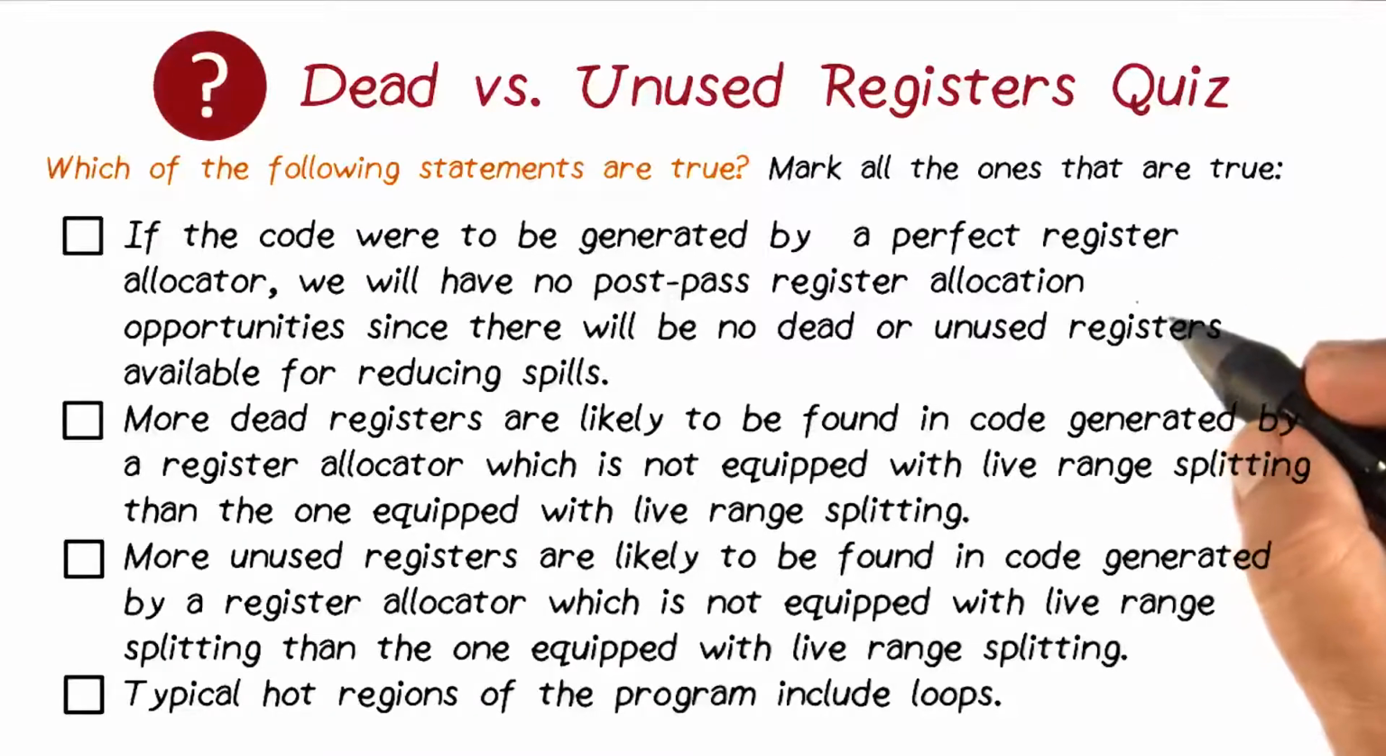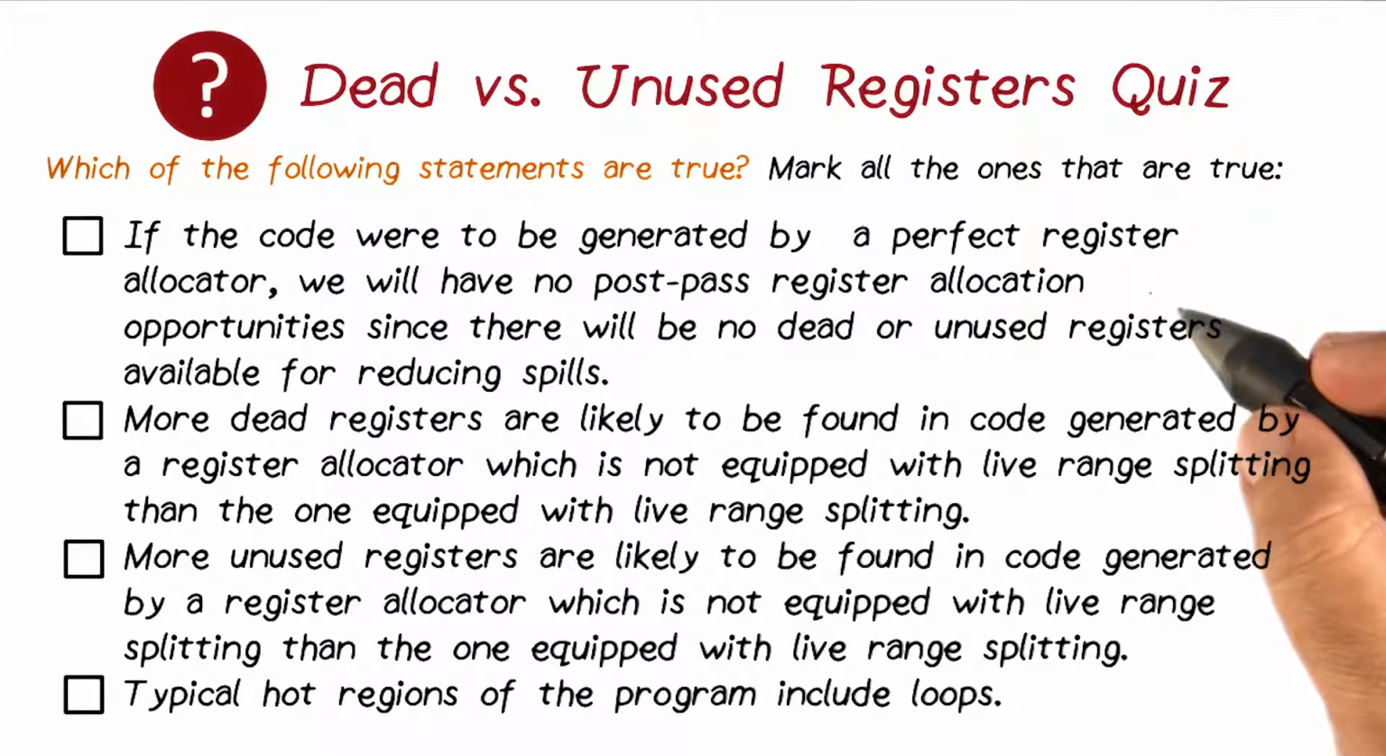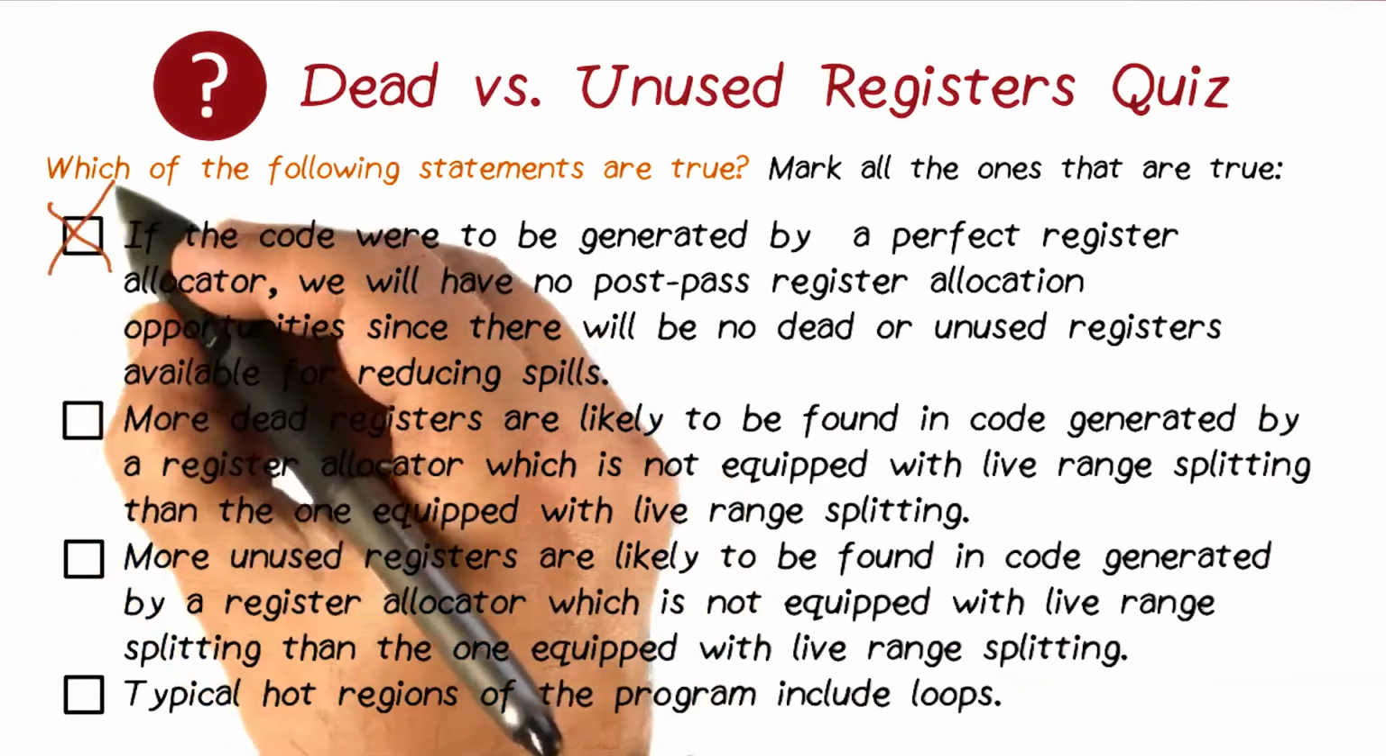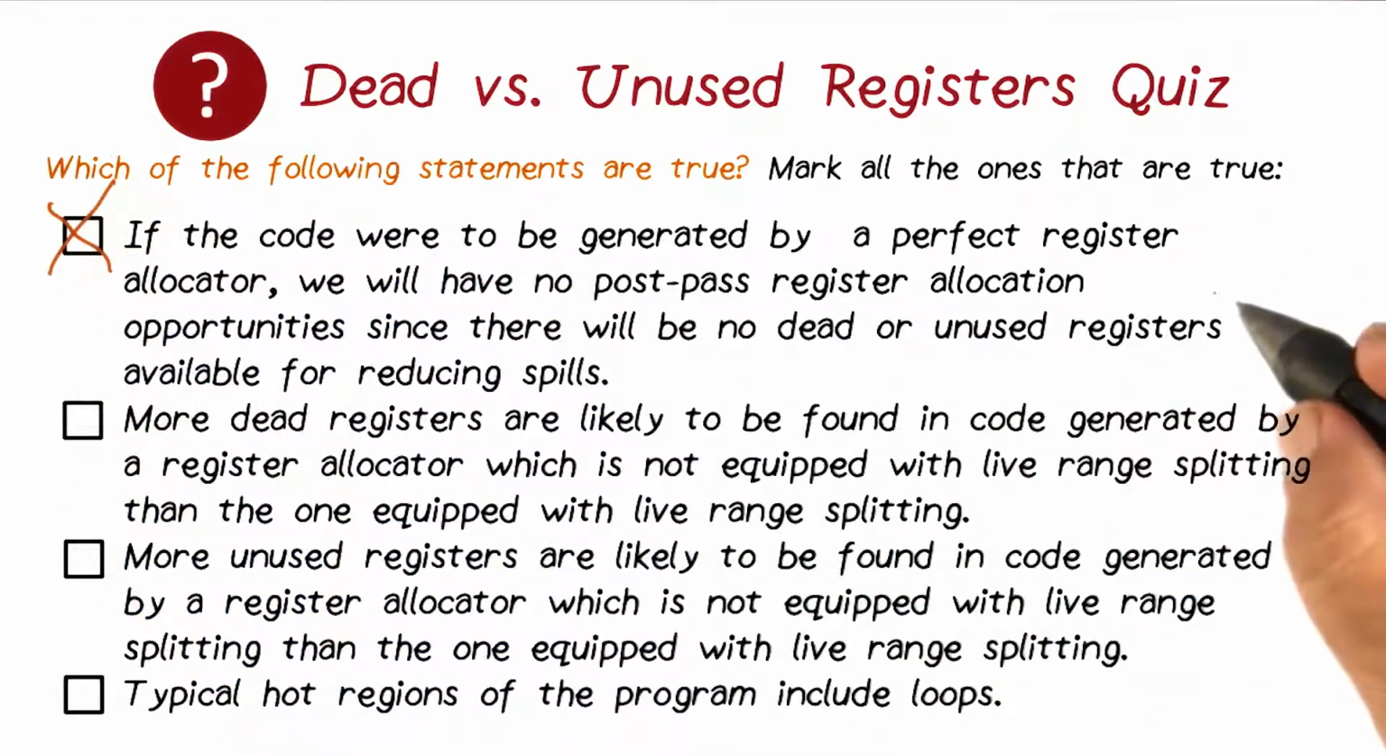So let us consider the first statement. If the code were to be generated by a perfect register allocator, we'll have no post-pass register allocation opportunities since there will be no dead or unused registers available for reducing spills. Is this true or false? The statement is false. Even if it is a perfect register allocator, remember that we may have gaps in allocation and there could be potentially some dead or unused registers available for reducing spills.